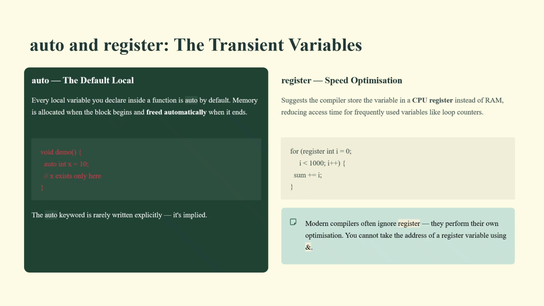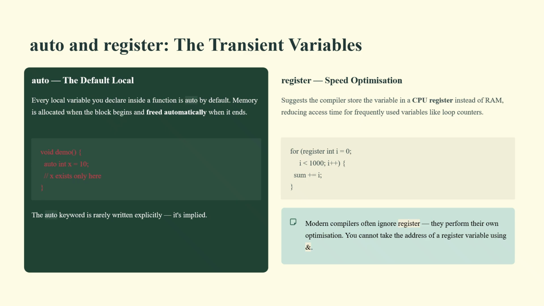So auto is the default for local variables, register is the speed optimization. Auto is the default for all local variables. It is automatically created and destroyed. Its behavior: exists only inside the function, memory freed after execution. Register variables suggest storing the variable in a CPU register. Use it for performance optimization.